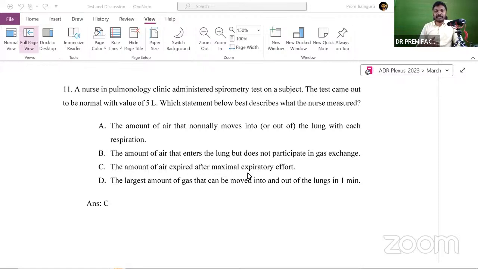Question 11, a nurse in a pulmonology clinic administered a spirometry test. It's a normal value, 5 liters. What statement describes the volume or capacity the nurse measured? The right answer is C, amount of air expired after maximal expiratory effort.